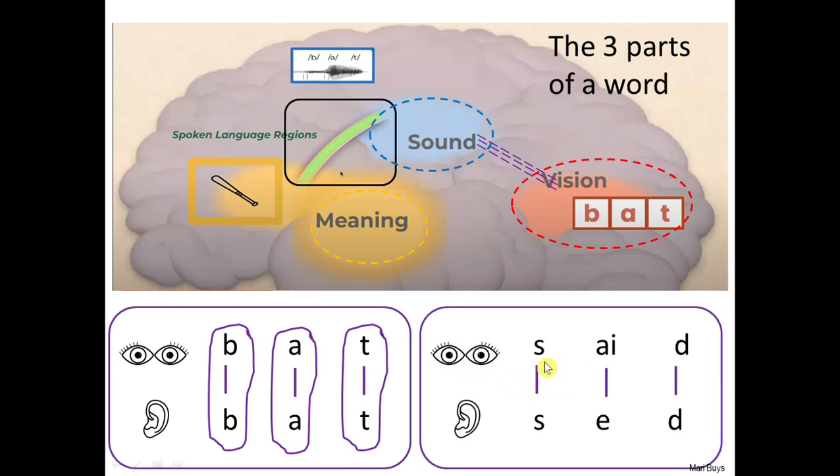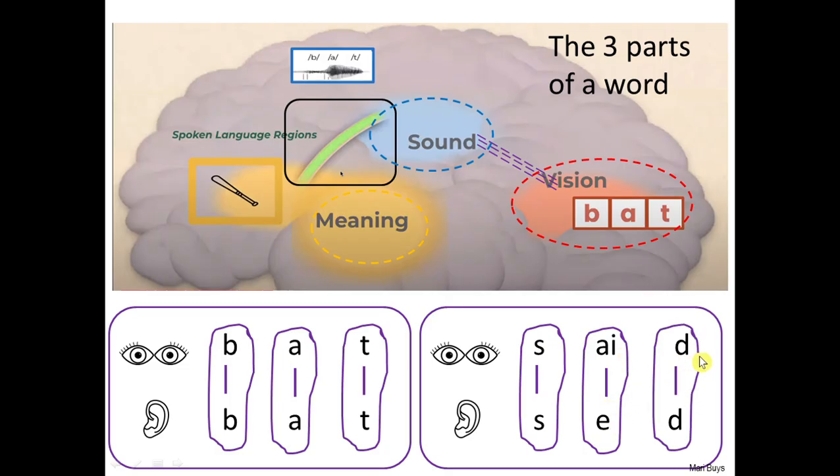Now let's look at another example. This one is said. Now look at this. S says S. AI says E. And the letter D says D.